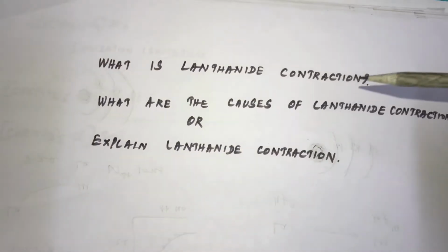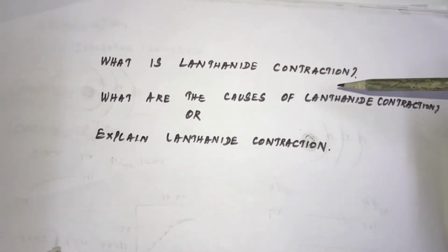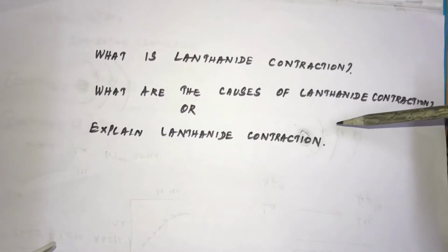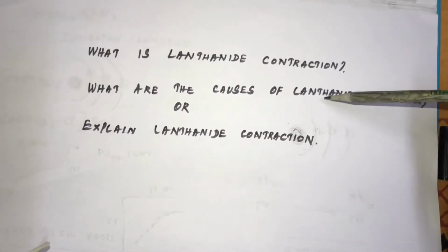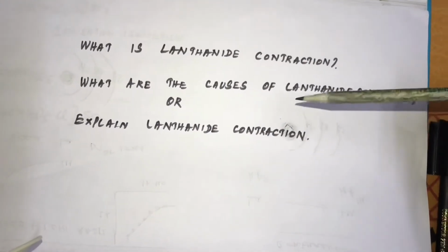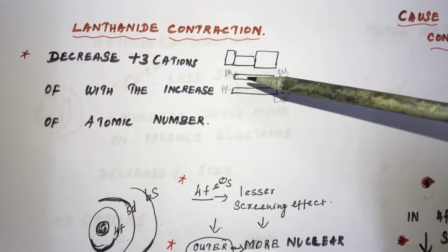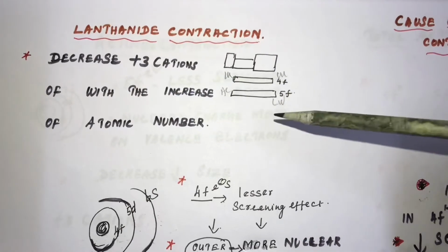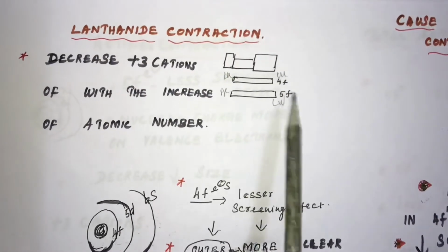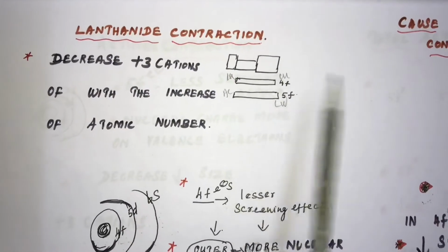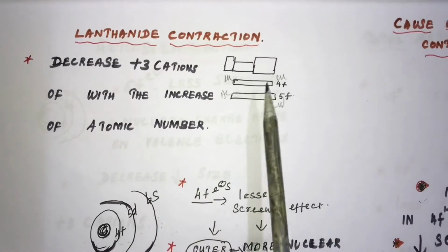In this video, we are going to see what is lanthanide contraction, what are the causes of lanthanide contraction, or explain lanthanide contraction. What is lanthanide contraction? The definition of lanthanide contraction is the decrease in the size of the +3 cations of lanthanides with the increase of atomic number.